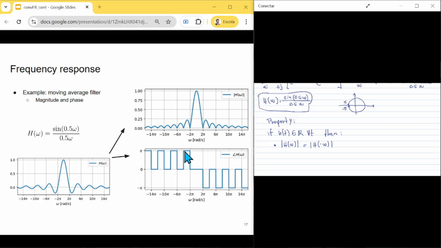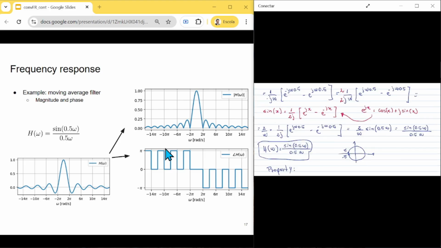And the opposite happens with the phase. For the phase, we have this: the phase of H of omega is the inverse sign of the phase of H of omega for omega with inverted sign. So this one is anti-symmetrical. So this is symmetrical, and this is anti-symmetrical. And this will always happen when I have a real impulse response.